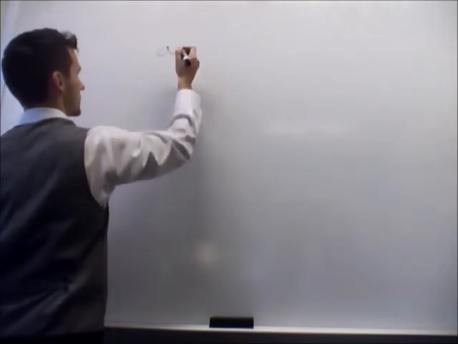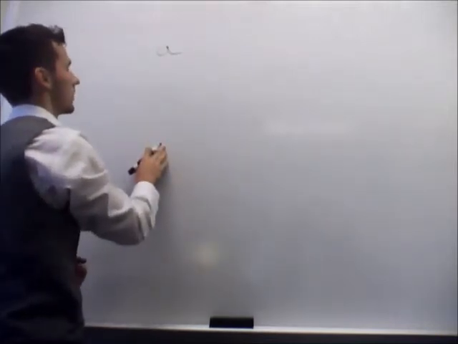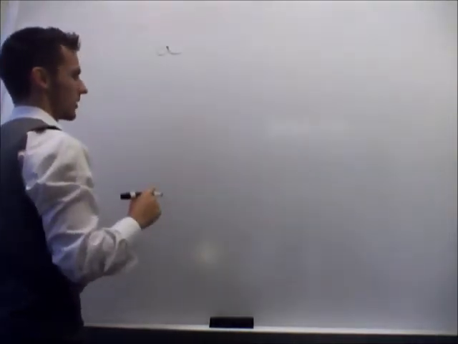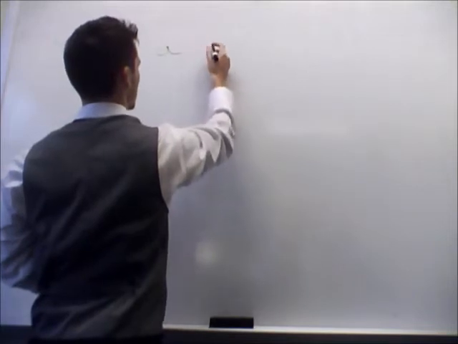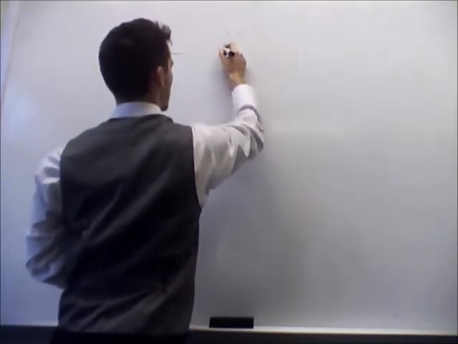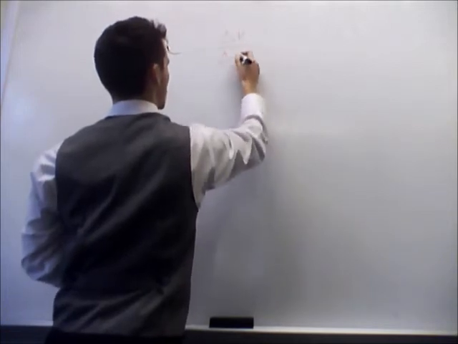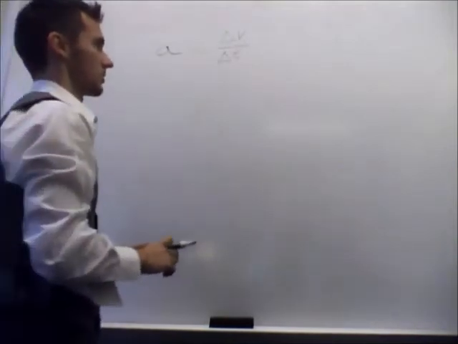So acceleration will always be constant in these simple problems anyway, relatively simple. And acceleration will be equal to change in velocity over change in time. And what the triangles mean is just the change.